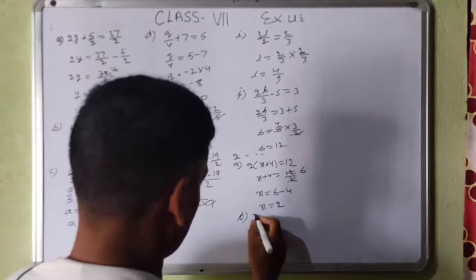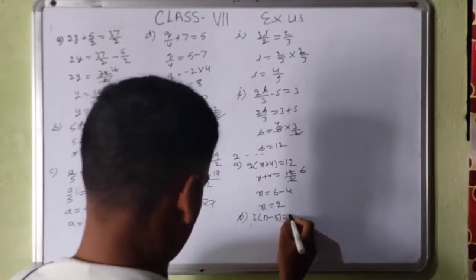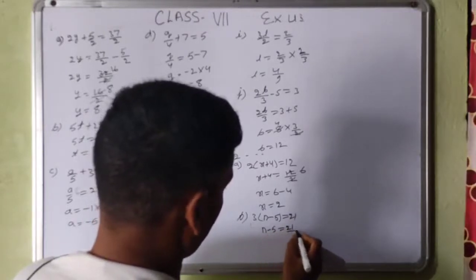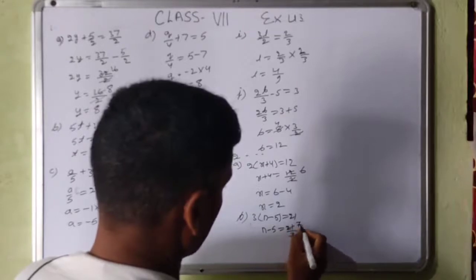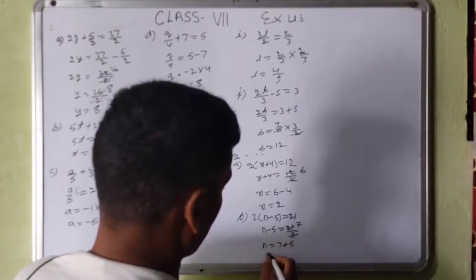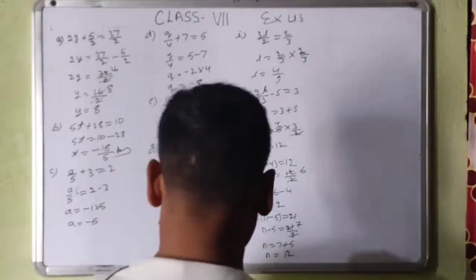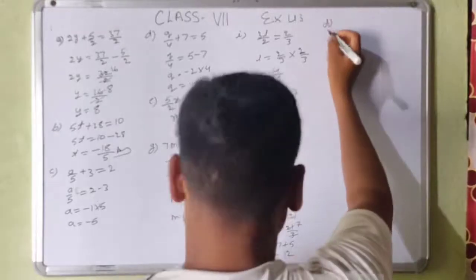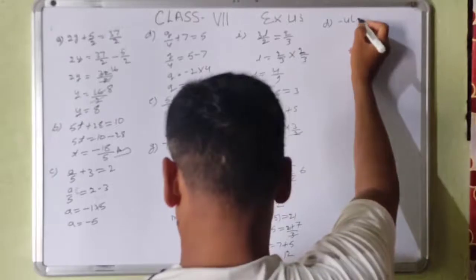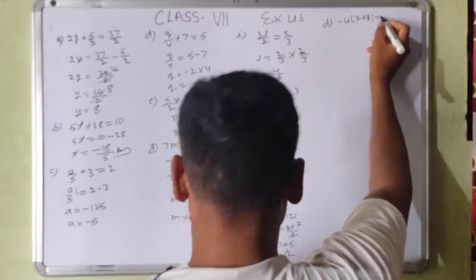B part, 3 bracket n minus 5 is equal to 21. So n minus 5 is equal to 21 upon 3, 3 sevens are 21. So n is equal to 7 plus 5. So n is equal to 12. C part you can do. D part, minus 4 bracket 2 plus x is equal to 8.